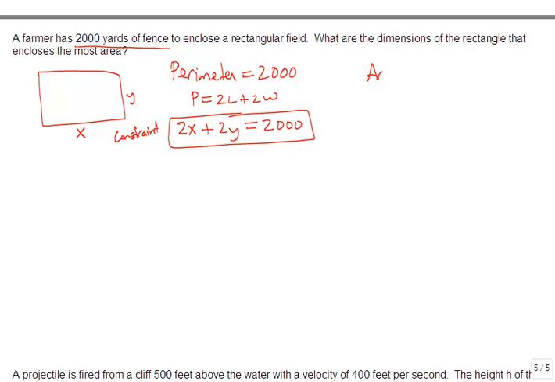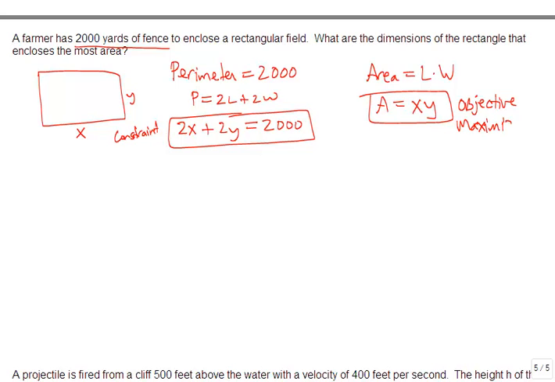So how do you find the area of a rectangle? Well, in general, area of a rectangle is length times width. So in our rectangle that has dimensions x and y, the area should be x times y. This is called our objective, because what we want to do here is maximize this. If we're trying to find the most area, then we want to make this area as big as possible, so we want to maximize it.